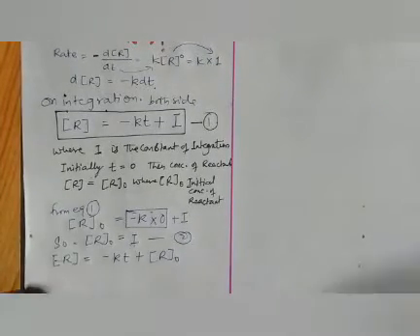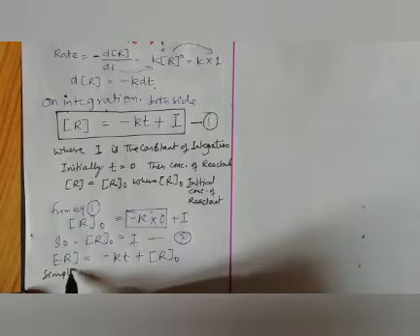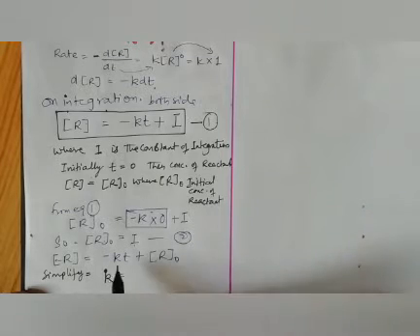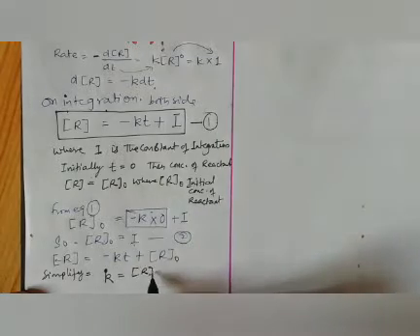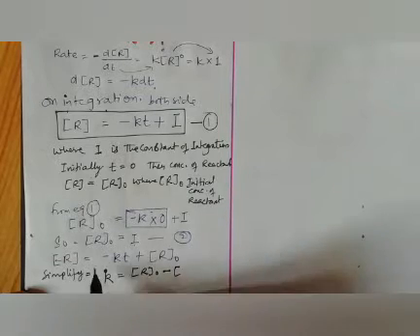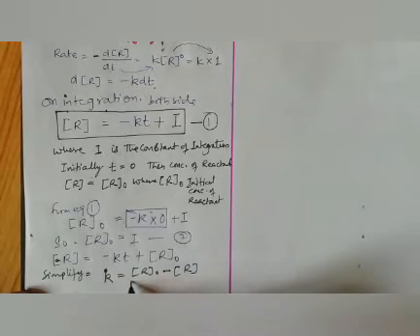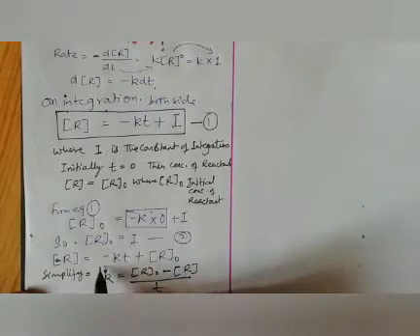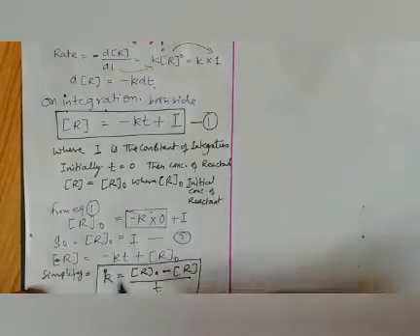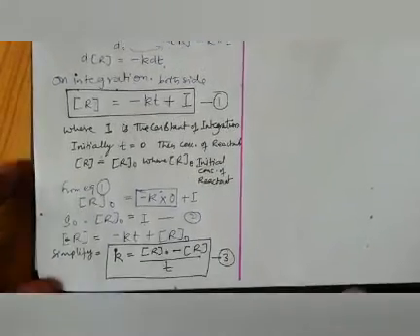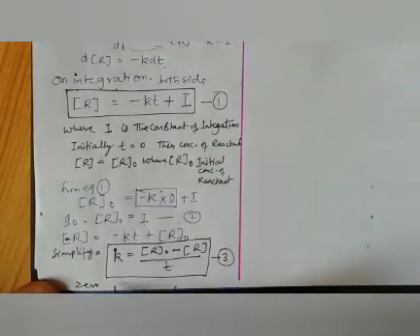So when we simplify, after simplifying, the value becomes K is equal to R naught minus R, it will come this side, upon T. So this is the equation for zero order reaction. This is the integrated equation for zero order reaction.